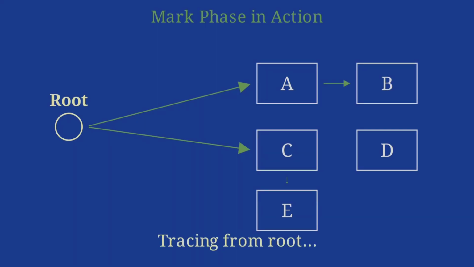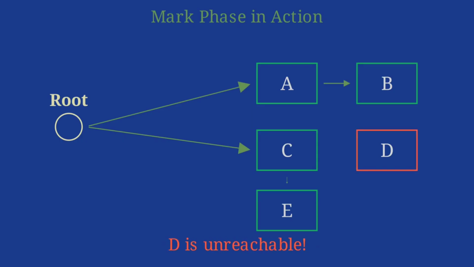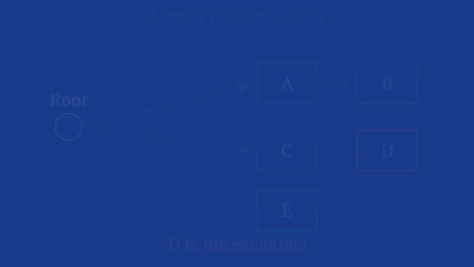It follows the reference to A and marks it as reachable. From A, it follows the reference to B and marks it. Back at the root, it follows the second reference to C and marks it. From C, it follows the reference to E and marks it. All paths from the root have been explored. Object D remains unmarked because no chain of references from the root leads to it. This confirms D is unreachable and its memory can be reclaimed.